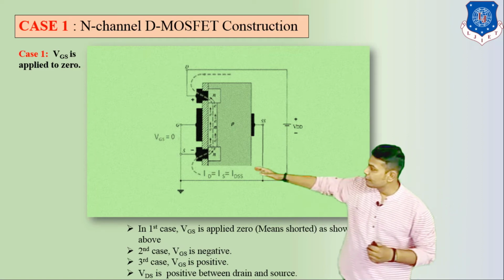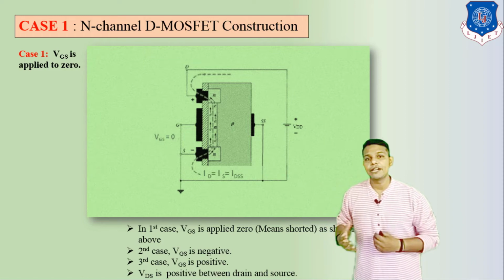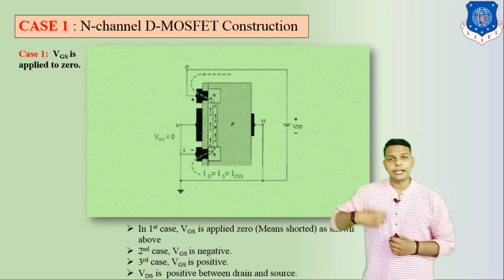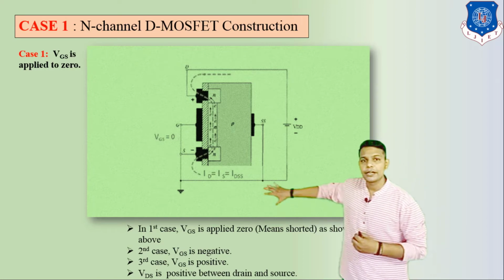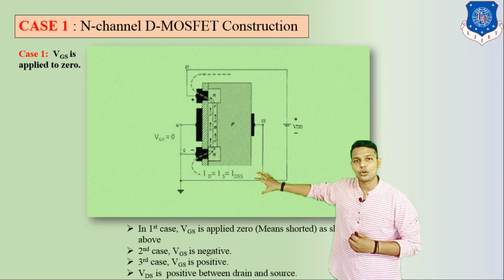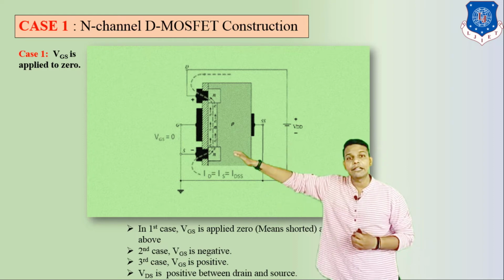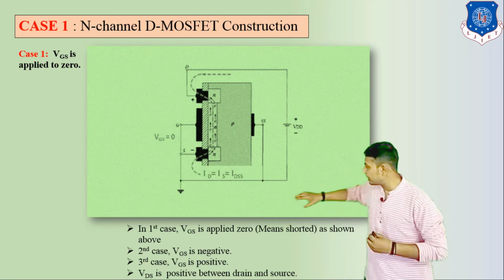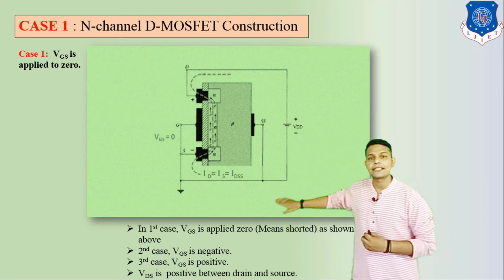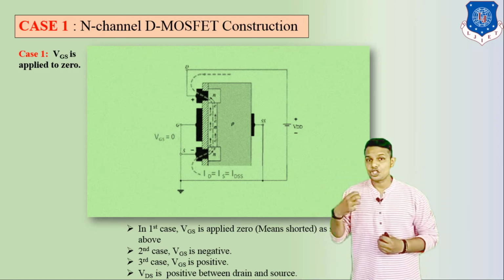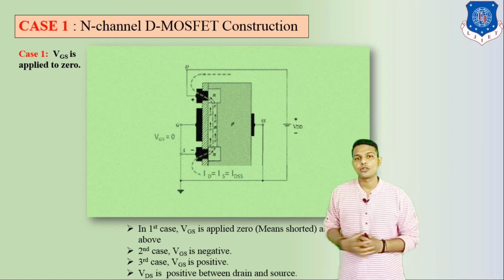Now here we can see VDD. VDD means it is the drain supply, drain voltage. If we increase this voltage, the flow of electrons increases. Here the majority carrier charges are electrons, and electrons are always attracted towards the positive terminal. So it flows from source to drain. That's why here we can see ID, that means drain current, is equal to IS, that means source current.